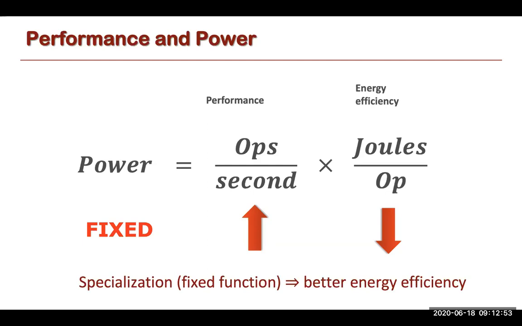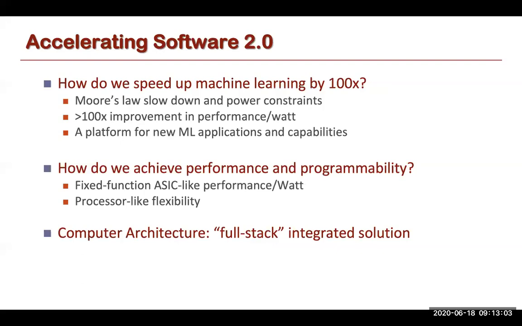One way to do this, of course, is to become more specialized, right? To reduce the amounts of overhead associated with doing the processing, and this gives us better energy efficiency. But of course, becoming more specialized also means becoming potentially less flexible. And so the real challenge in accelerating software 2.0 is delivering this 100x to 1000x improvement in performance, which really has to come down to an improvement in performance per watt, since I said that the power is fundamentally limited, because we want to enable more ML to be used in a wider variety of applications with more capabilities.